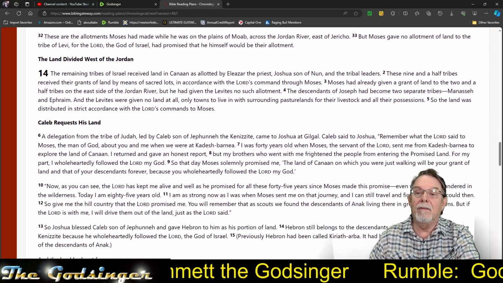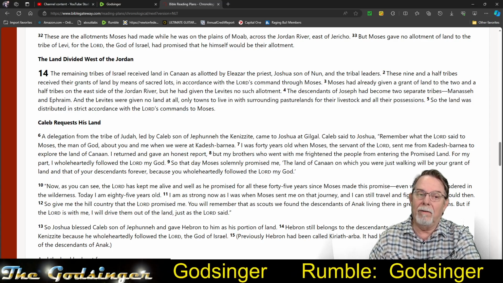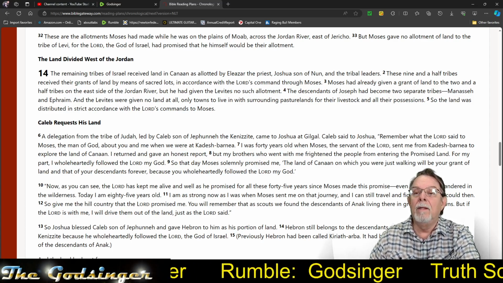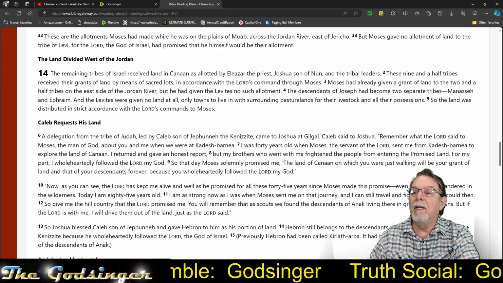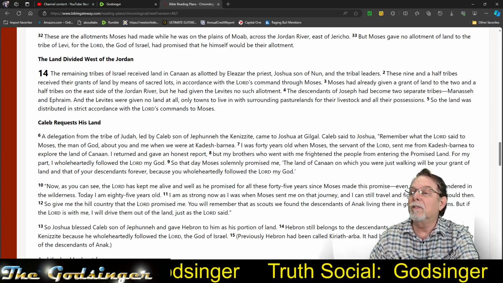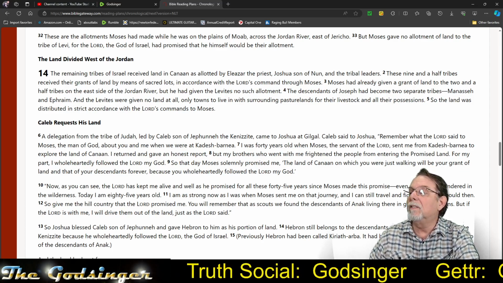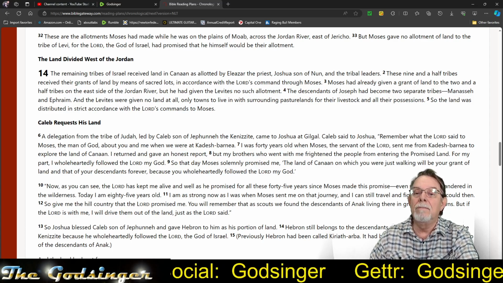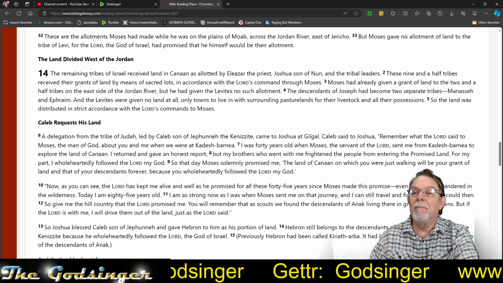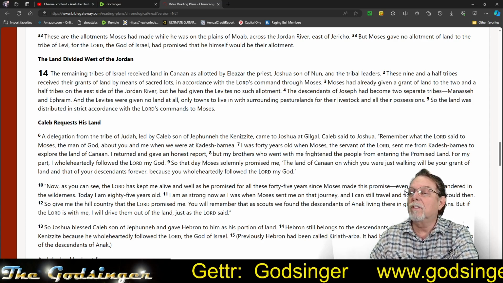The land divided west of the Jordan after Moses died. Right? The remaining tribes of Israel received the land in Canaan as allotted by Eleazar the priest, Joshua the son of Nun, and the tribal leaders. These 9.5 tribes received their grants of land by means of sacred lots, in accordance with the Lord's command through Moses.